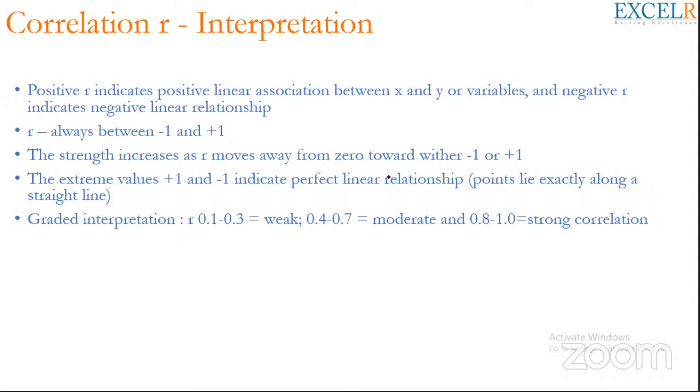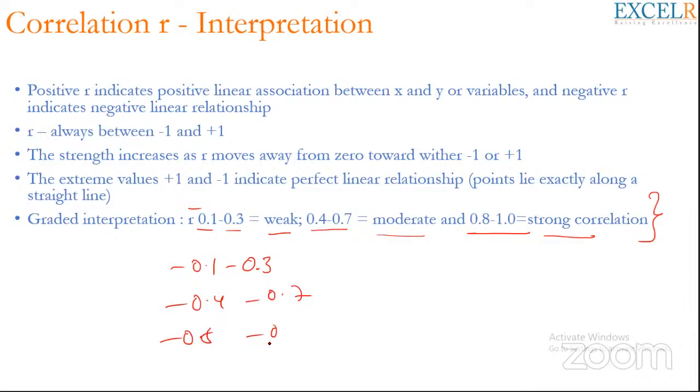Now let us interpret the correlation coefficient. How do we interpret based on the values? We can interpret using a graded interpretation. For example, if the values are 0.1 to 0.3, you can say that is a weak correlation. If the values are 0.4 to 0.7, that is a moderate correlation, and 0.8 to 1.0 is a strong correlation. This graded interpretation holds true for the negative values also: -0.1 to -0.3, -0.4 to -0.7, -0.8 to -1.0. So these are weak negative correlation, these are moderate, and this is strong correlation.